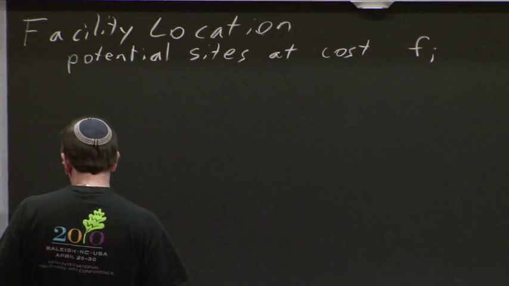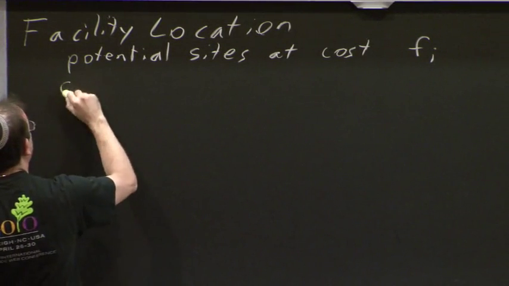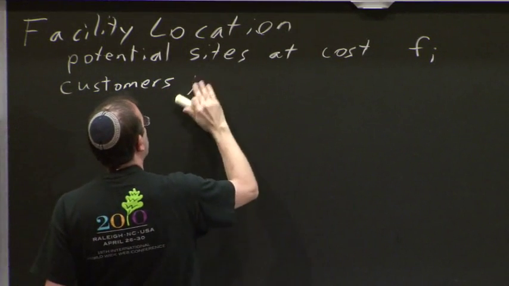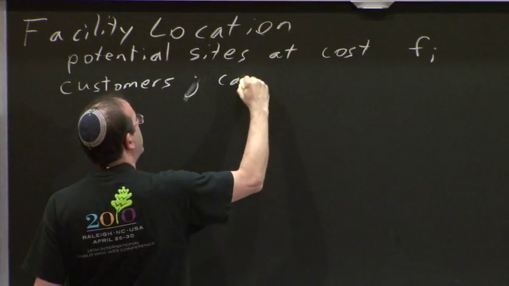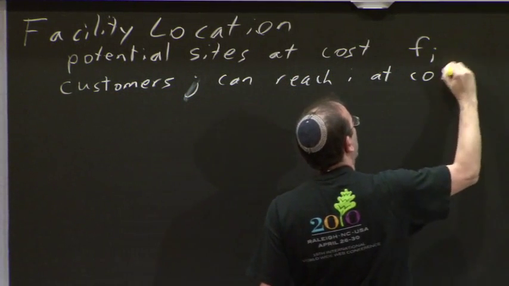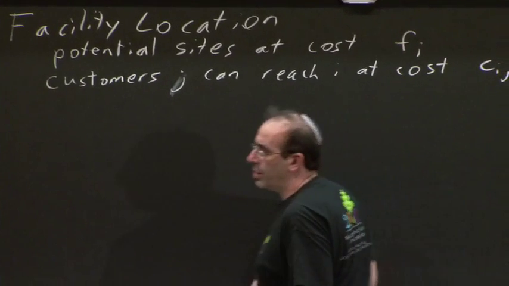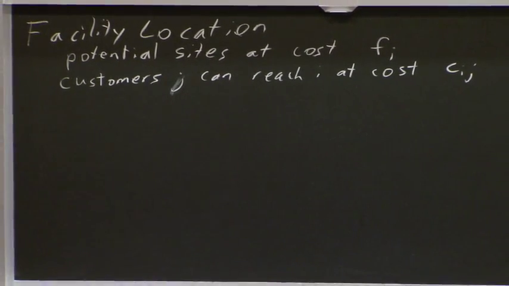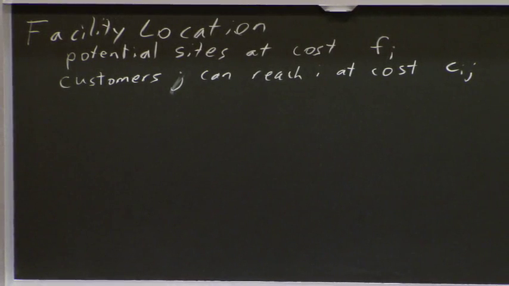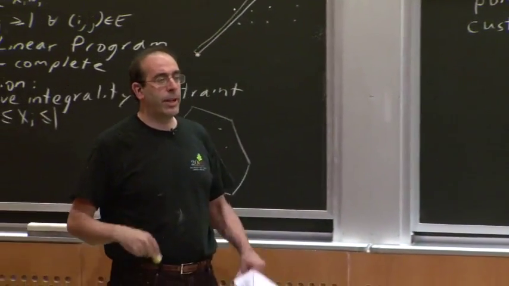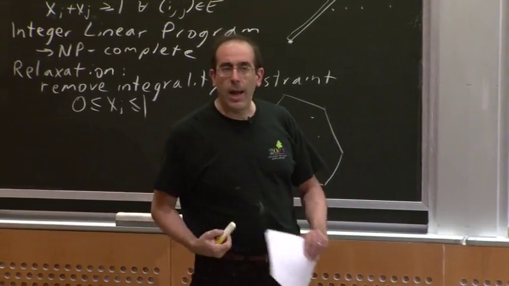You also have customers, customers j, who can reach site i at cost Cij. And these might not be human customers, right? These could be oil refineries, and the customers are the gas stations that need to take delivery of gasoline from the refinery. They could be supply depots for anything imaginable.